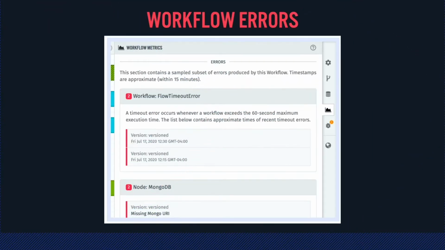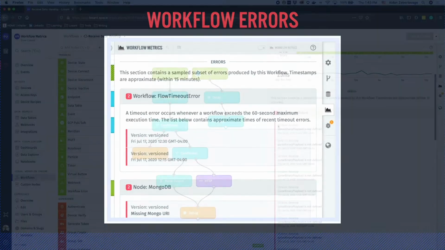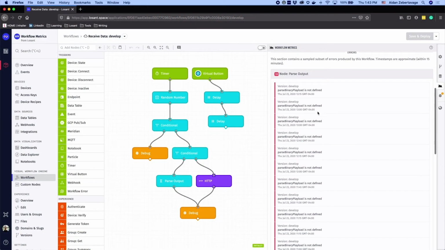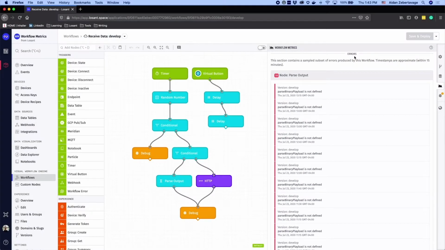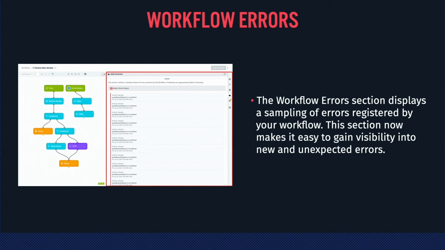Below the workflow metrics, the bottom of the pane now displays a record of workflow errors. Because it would be impossible to account for every error during the development of your workflow, having a place to gain visibility into new and unexpected errors is important. This section makes it easy to identify the source of errors so that they can be addressed as part of an ongoing maintenance of a production Losant application.